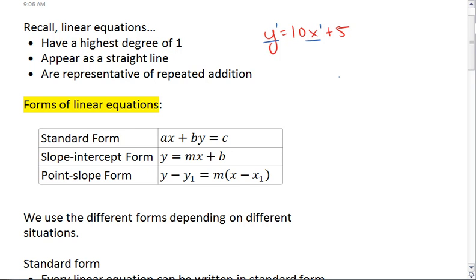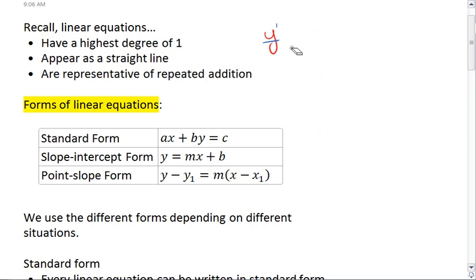They do appear as a straight line, so we can have a linear equation that looks like this, or it can look like this, or it could even look like that, or that. And we'll talk about the different appearances and the different ways to look at linear equations a little bit later.